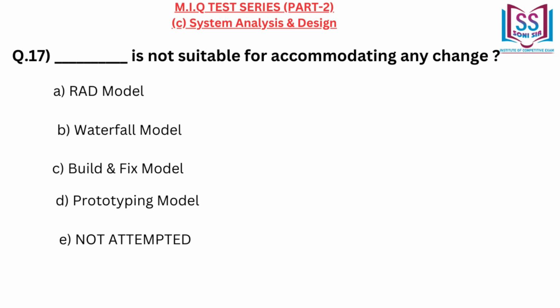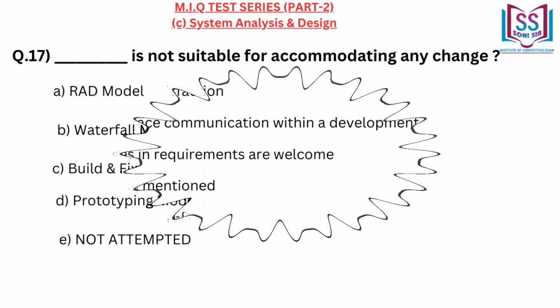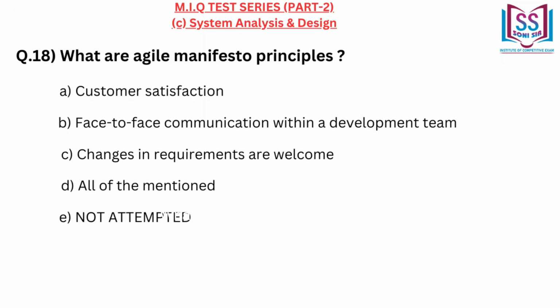Dash is not suitable for accommodating any change. A. RAD model. B. Waterfall model. C. Build and fix model. D. Prototyping model. What are Agile Manifesto principles? A. Customer satisfaction. B. Face-to-face communication within a development team. C. Changes in requirements are welcome. D. All of the mentioned.